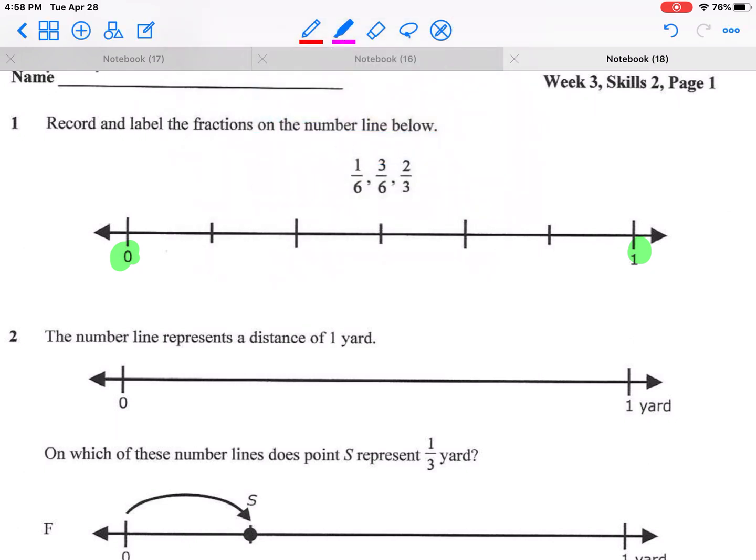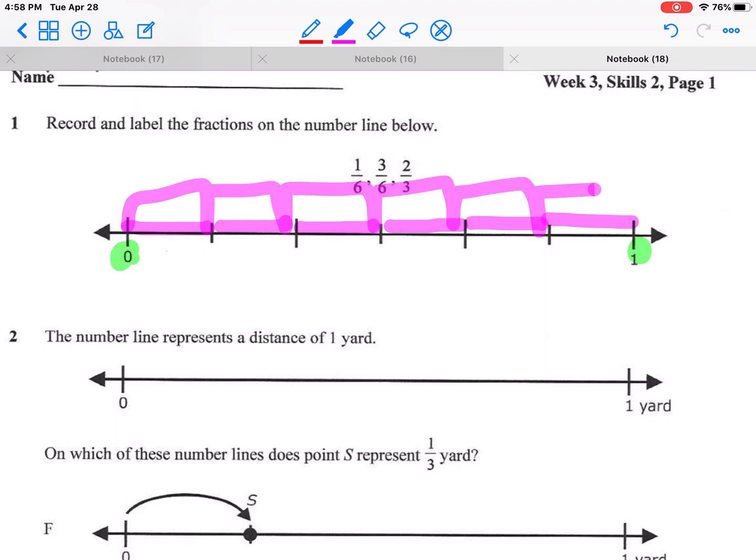So let me use another color of highlighter. We have 1, 2, 3, 4, 5, 6. 1, 2, 3, 4, 5, 6. So my fractions, my unit fractions, I know are going to be 1 out of 6 because I have 6 equal parts. So that would be 1 out of 6.